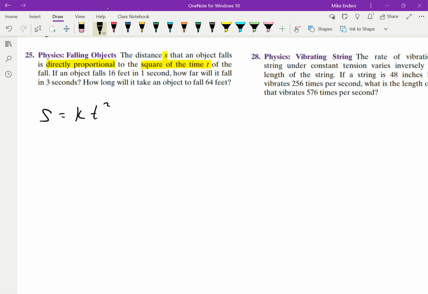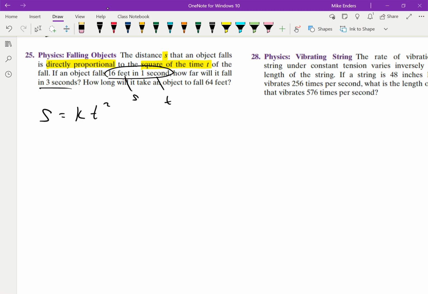If an object falls 16 feet in 1 second, so 16 feet in 1 second, that's the distance s, and 1 second is time. So if that happens, how far will it fall in 3 seconds? In order to figure that out, we have to first figure out this value for k under the initial conditions that we know, that it falls 16 feet in 1 second.